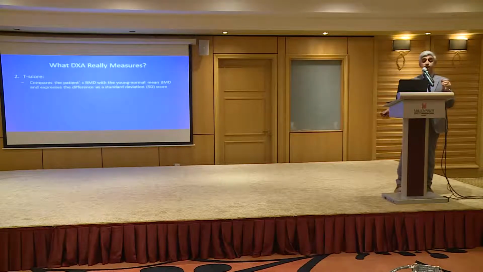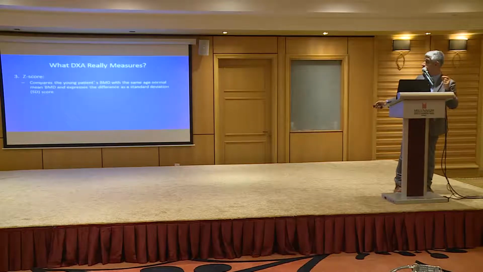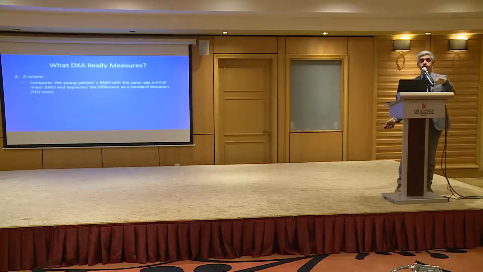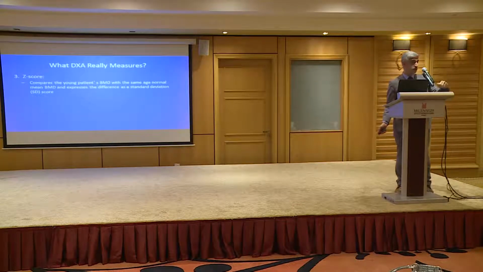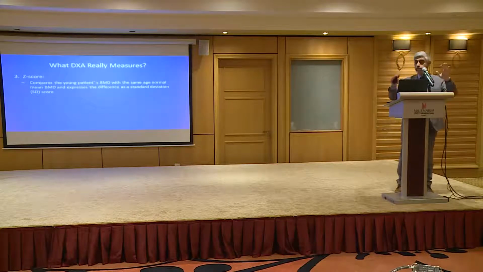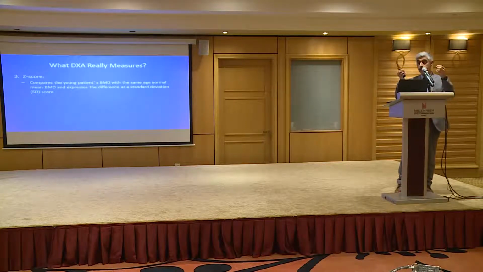And in the T-score, we compare the patient, whoever the patient is, whatever age he is, to the young normal population. But if we use the Z-score, then we compare this patient's BMD value to his age group. If he's young, we compare him to his young age. If he's old, we compare him to his old age. So if I'm looking at the Z-score of someone who's 60 years old, then I'm comparing them to other people at 60 years old.